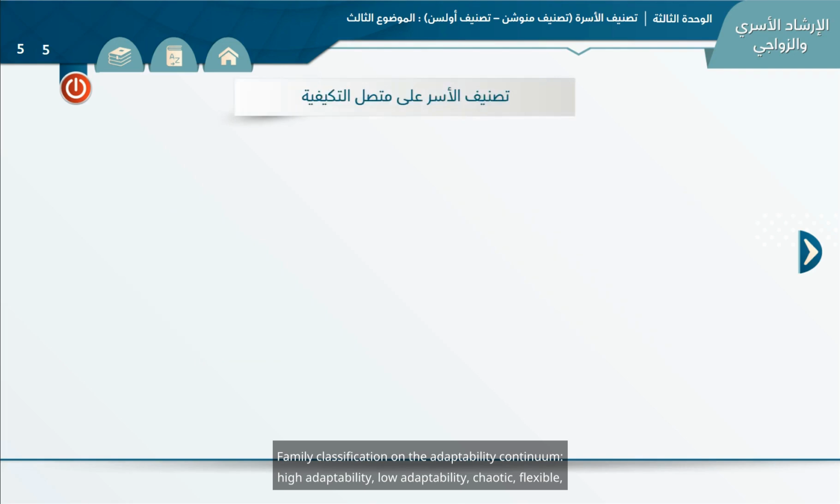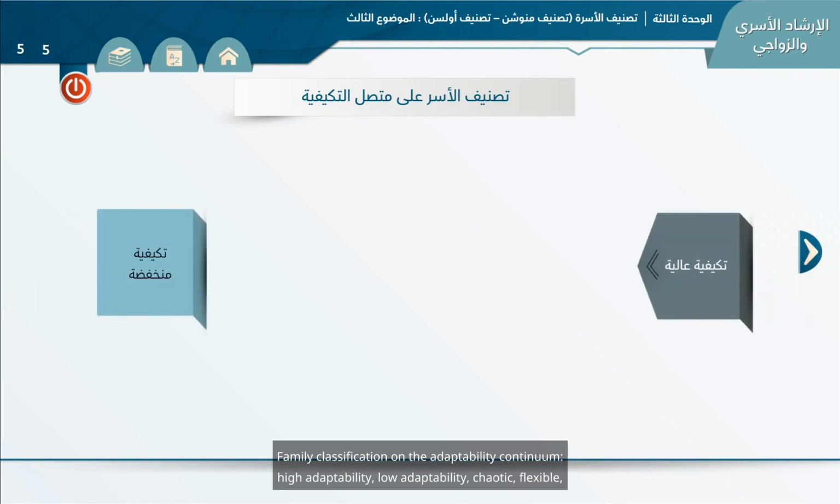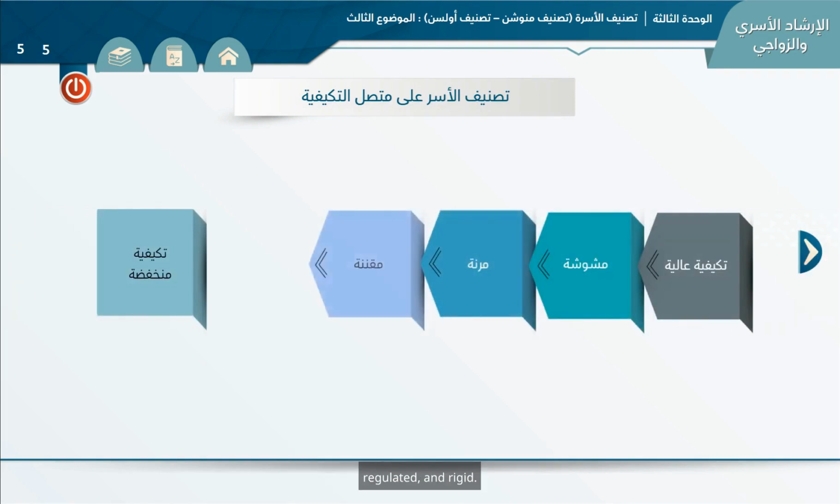Family classification on the adaptability continuum: high adaptability, low adaptability, chaotic, flexible, regulated, and rigid.